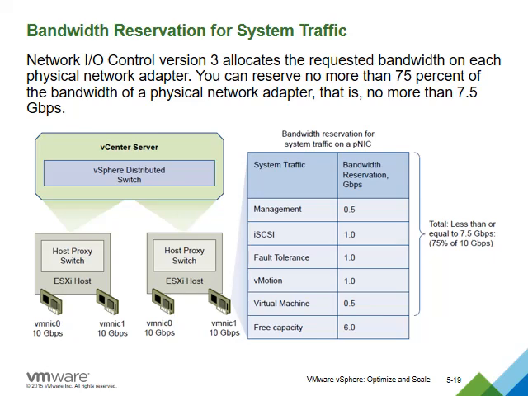Bandwidth reservation for system traffic. Using Network I/O Control, we can only reserve no more than 75% of the bandwidth of a physical network adapter. So as you can see here, we have a 10 gigabit adapter. We're only using 75% of it, 7.5 gigabit.